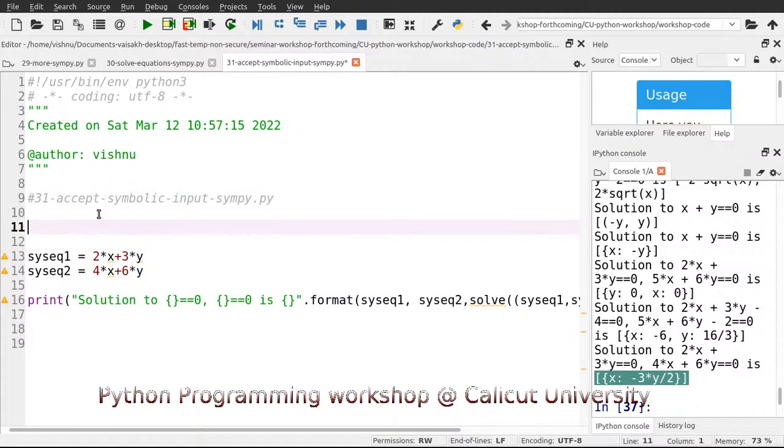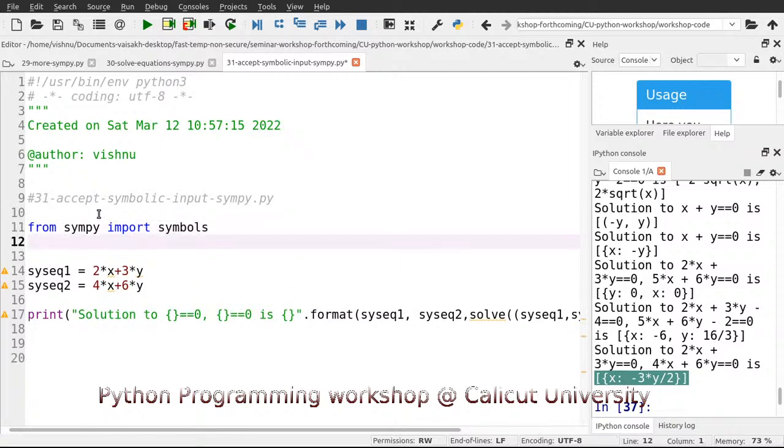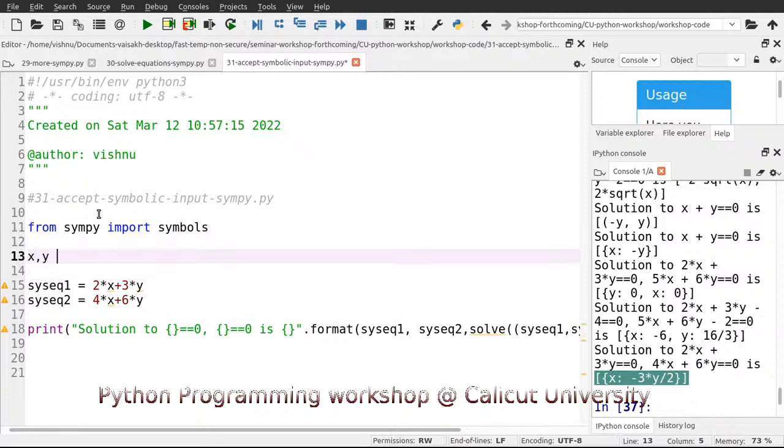Remember, I need to always define symbols. Whatever symbol I'm trying to accept, I should define it. Also, note the difference between Symbol and symbols. Symbol is using S as a capital in the beginning. Symbols is using everything small.